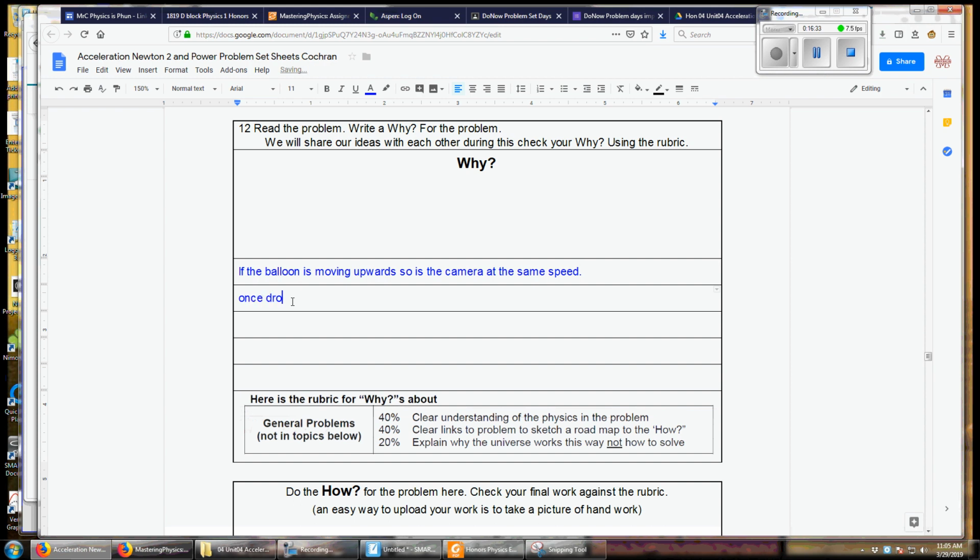Once dropped, it is in free fall, thus accelerating downwards at 9.81 meters per second.